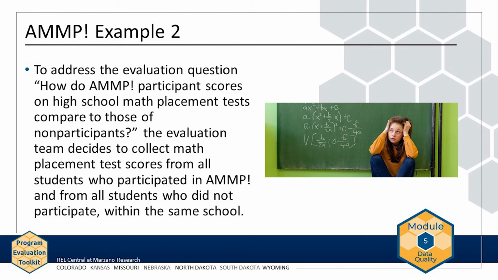In this case, the data are quantitative because the test scores are numerical values that estimate math content knowledge. After collecting the data, the evaluation team can use a statistical test to compare the performance of AMMP students on the high school placement test to the performance of non-AMMP students. You will learn how to do this in Module 7.